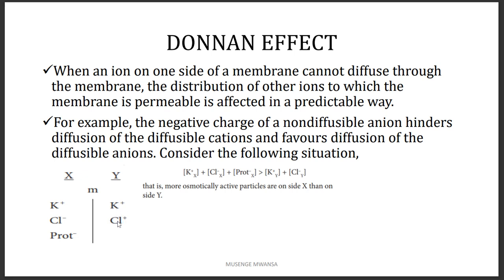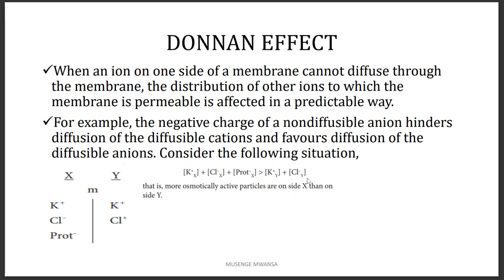The chloride ions, because they're negative, are going to be attracting positive sodium ions. So that's why we are going to find positive sodium ions more outside the cell. Because proteins are negative, they're going to be attracting positive potassium ions inside the cell. So that is what we are going to be able to see.